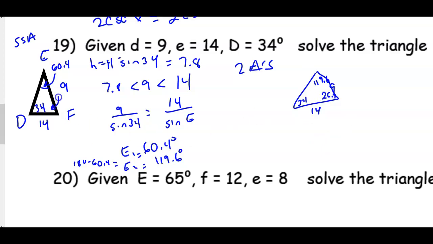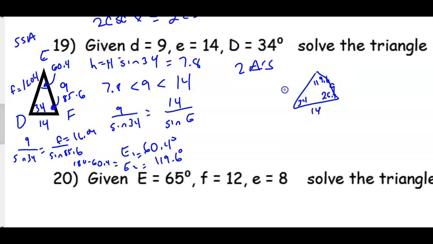This angle right here is going to be 34 plus 60.4. 180 minus 90.4. This angle right here is 85.6. And so here I just got to find this small f. So I'll use law of sine. So 9 over sine of 34 equals f over sine of 85.6. So 9 sine of 85.6 divided by sine of 34 will give me 16.04.